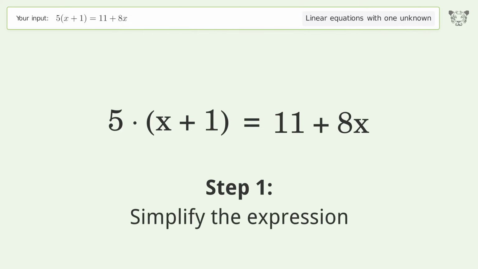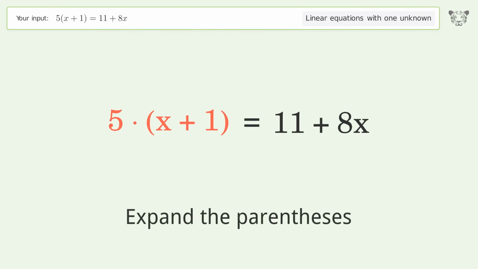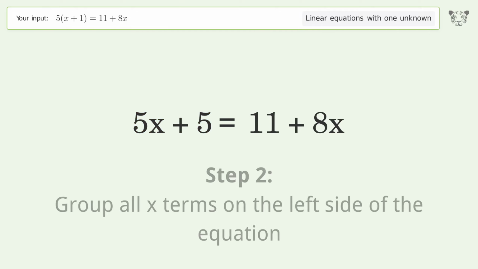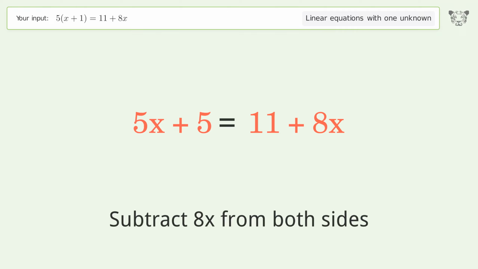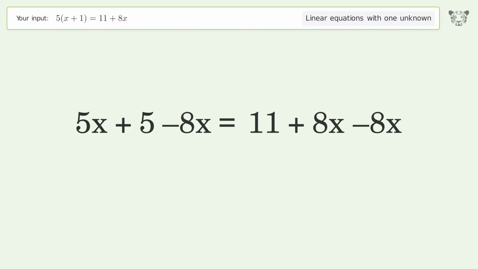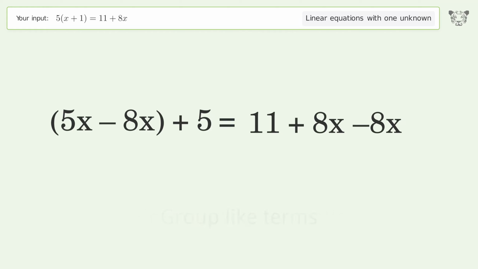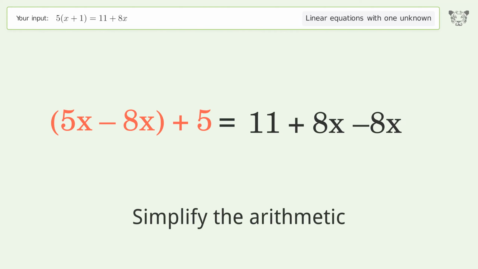Simplify the expression. Expand the parentheses. Simplify the arithmetic. Group all x terms on the left side of the equation. Subtract 8x from both sides. Group like terms. Simplify the arithmetic.